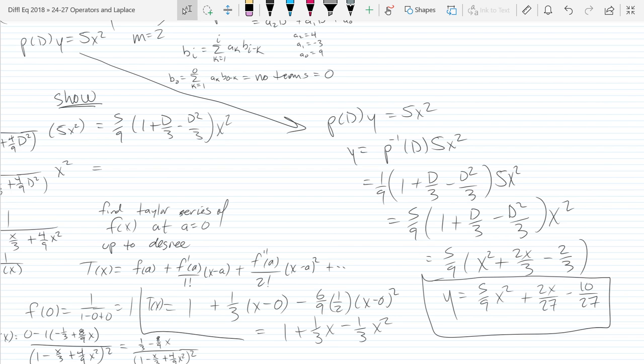All right, how in the world do we know if this is correct? Because I just did a whole bunch of stuff. Plug it back in. So this required using a Taylor expansion, which was a random tool from Calc 2. This is the scenic route to find this solution. So let's check it real fast.